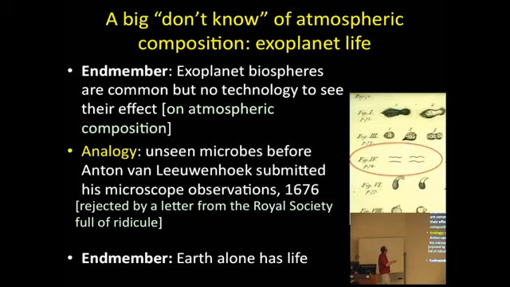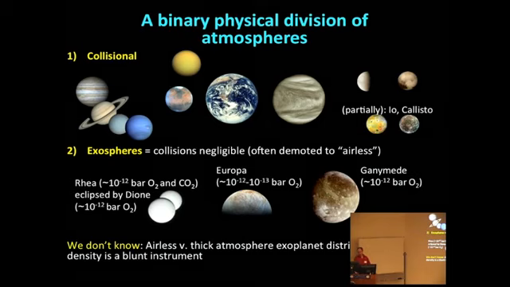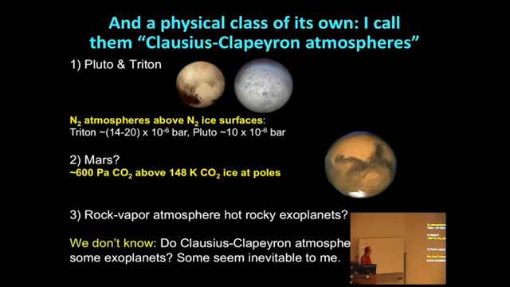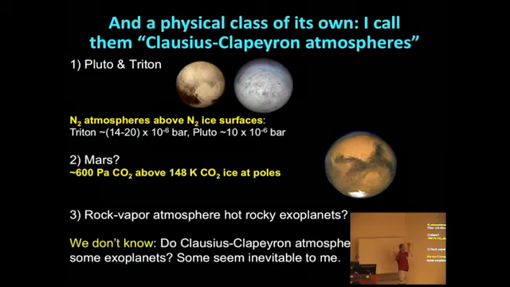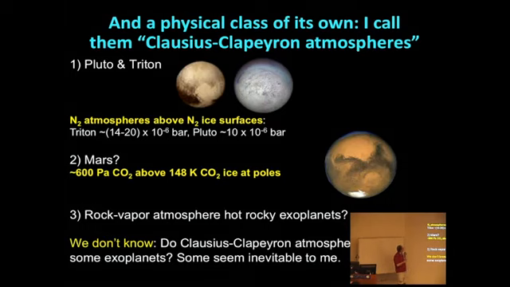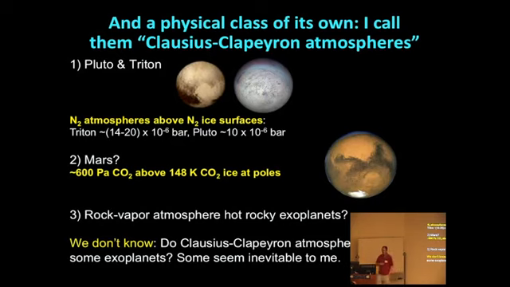Another end member that it might be common is that Earth is, but very important for understanding atmospheric evolution. There's also a physical class on its own, which I call Clausius-Clapeyron atmospheres. These are atmospheres where basically the whole atmosphere is in equilibrium with the surface. And we have some examples in the solar system. Nitrogen atmospheres above nitrogen ice surfaces, Triton and Pluto are those examples.